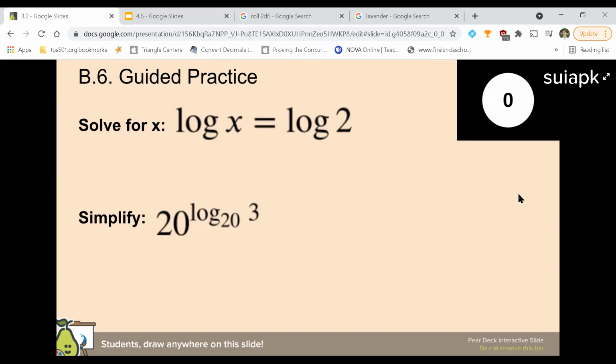It'll be a single number for those. Yeah, a single number for those.